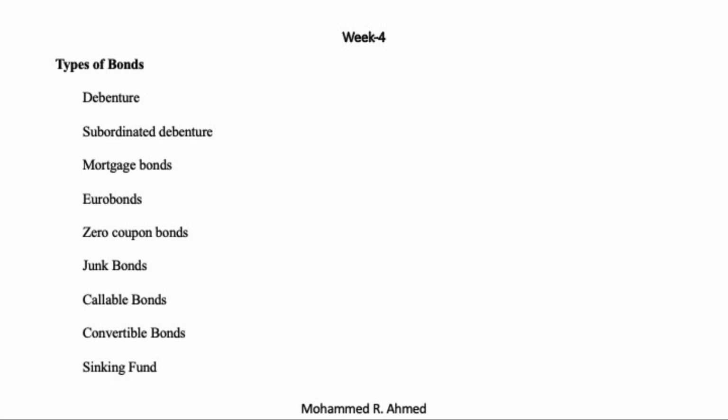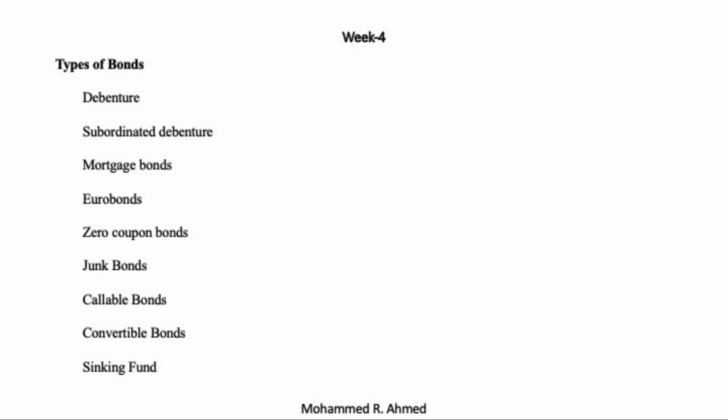Bonds are IOUs and nothing is attached to them. They are also called debentures. Subordinated debentures are subordinated to senior debentures. Mortgage bonds include collateral such as buildings, plant, and equipment, and they are less risky than the regular debentures. Eurobonds are issued in a foreign denomination to attract foreign investors and limit the risk exposure of foreign exchange.